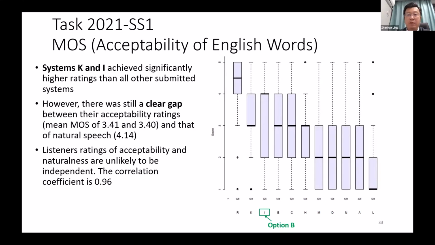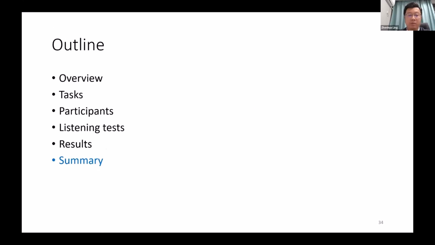For the acceptability of English words, systems K and I achieved significantly higher ratings than all other submitted systems. However, there was still a clear gap between their acceptability ratings and that of natural speech. Unsurprisingly, there is a strong correlation between the acceptability scores and the naturalness scores, and the correlation coefficient is 0.96 at the system level in our results.